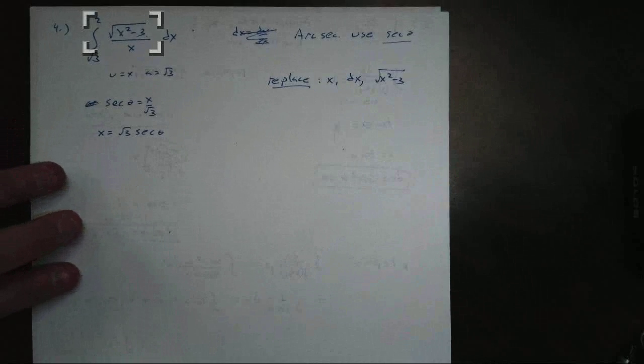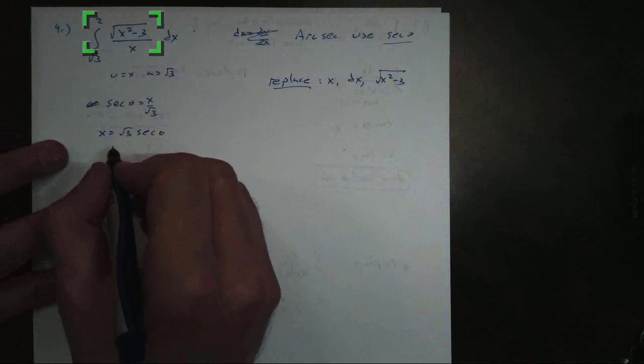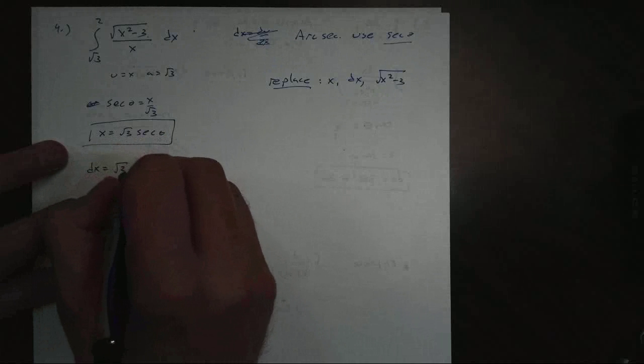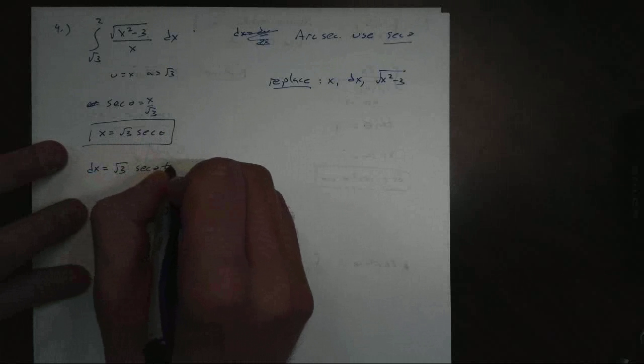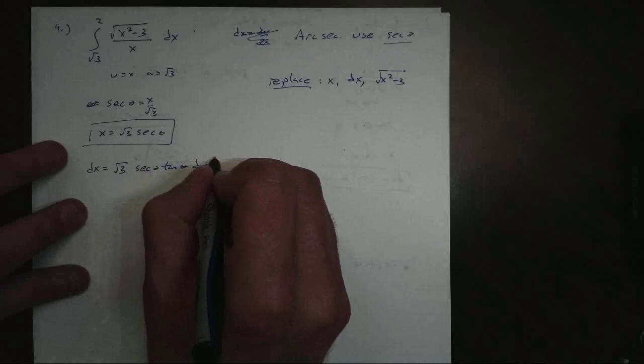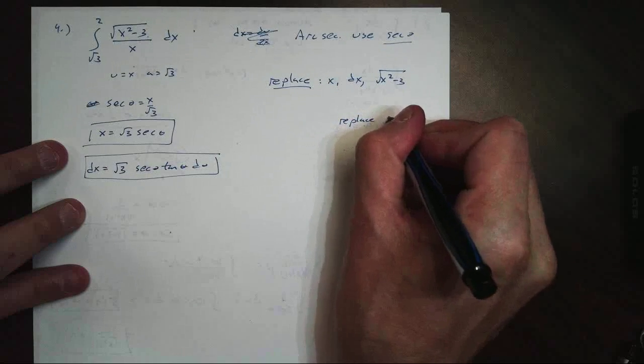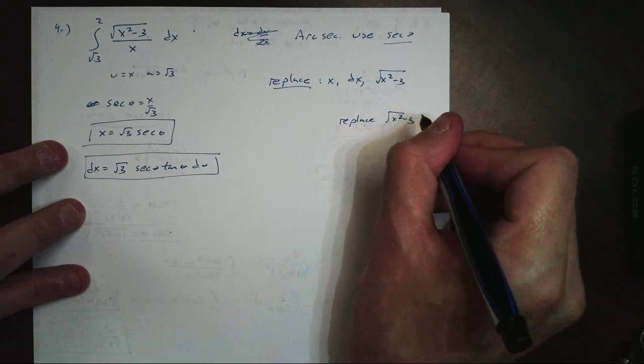We've got to replace everything here. So I've got the x. To get the dx, take the derivative: square root of 3, secant theta, tangent theta, d theta. So there's our dx. And now we have to replace the x squared minus 3.